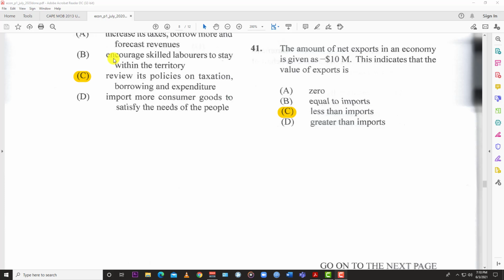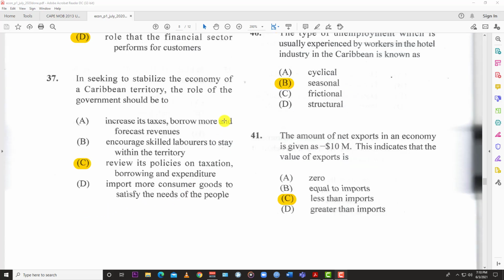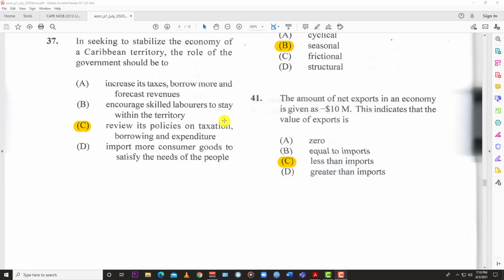Welcome back to Learn SKN, and today we're going to finish off the June-July Econ 2020 paper 1, the CXC Econ paper 1 that we started in the last two videos. We are going to finish this one today, so we're going to jump in right at 41. We left off at 40, so we're going to jump in naturally at 41.